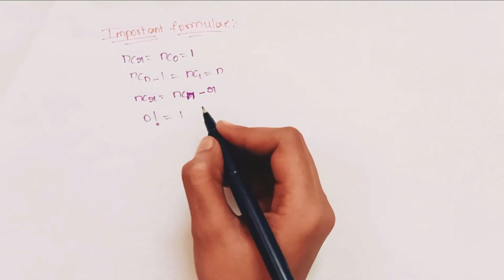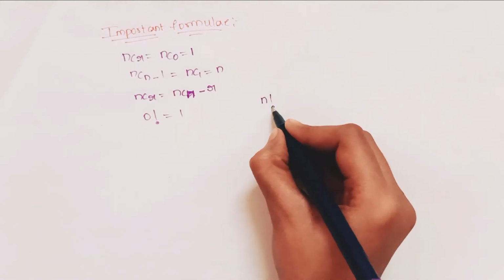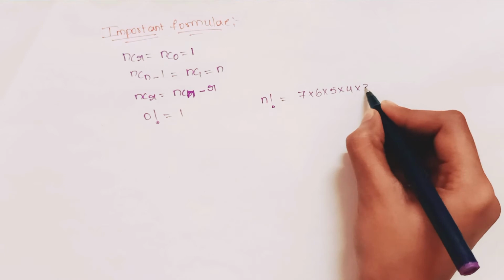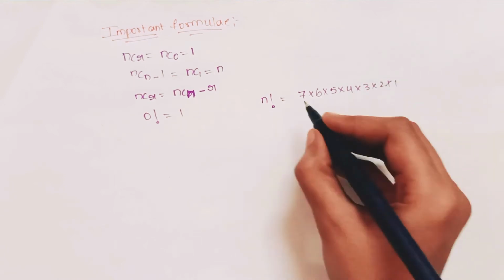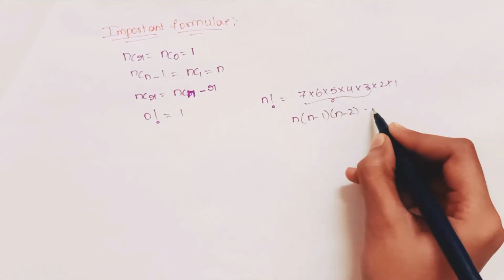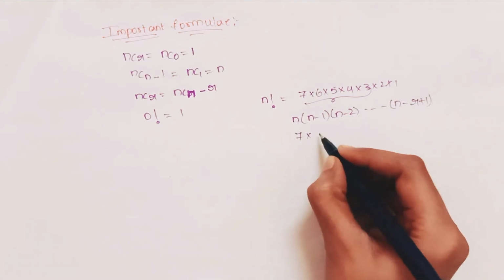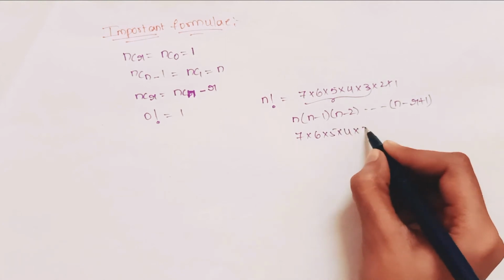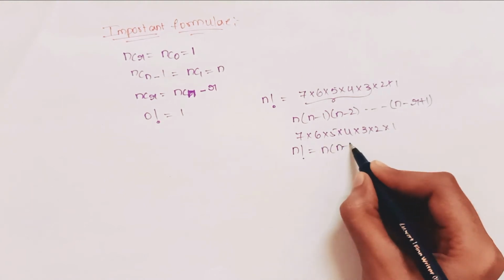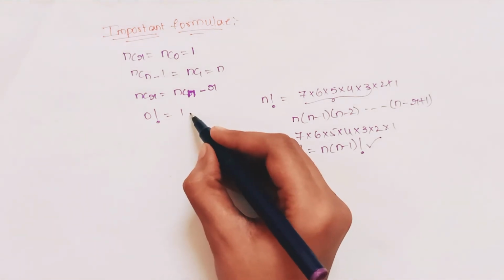You all know about factorials. If they ask you to find a factorial, you should use this formula. Before, I said 7 into 6 into 5 into 4 into 3, 2, 1. Why should we use this? Because we have one formula, n into n minus 1, n minus 2, and so on, up to n minus r plus 1. So we can use 6 into 5 into 4. So n factorial is equal to n into n minus 1 factorial. This is the formula for n factorial, and 0 factorial means 1.